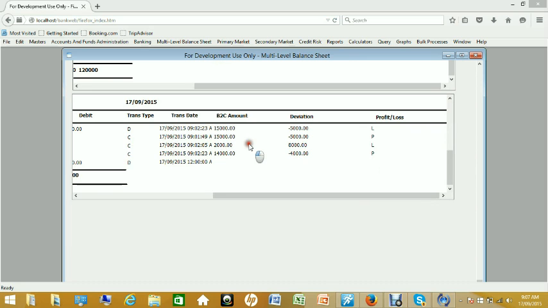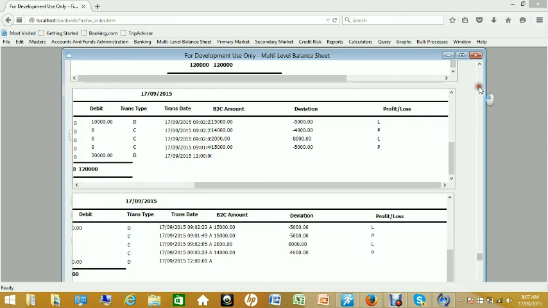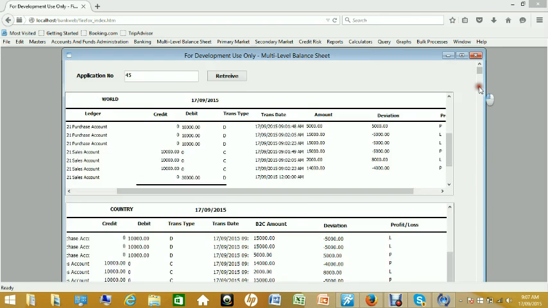So this is the way it works. We get multi-level deviations as well as multidimensional profits. Multidimensional profits would mean that at all the levels we are able to generate profit and loss statements successfully, which I have showed you now. So that's how the multi-level deviations work. So this is the end of the demo.